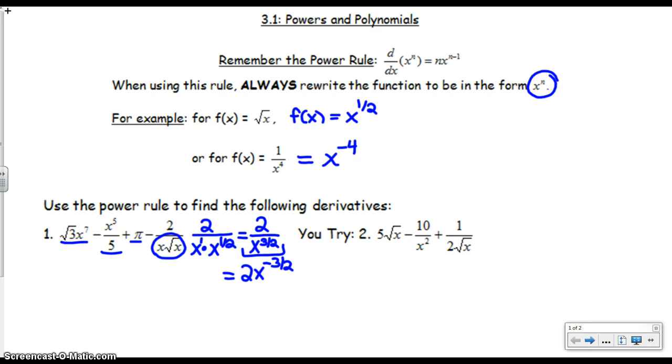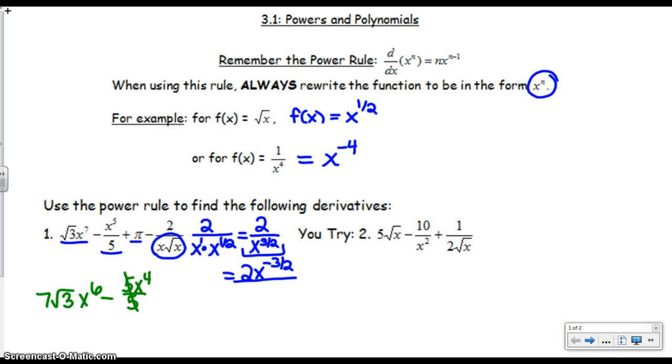So when we take the derivative of this last term, we're going to use this 2x to the -3/2. The derivative of radical 3 x to the 7, bring down the 7, would be 7 radical 3 x to the 6th. The derivative of negative x to the 5th over 5 is negative 5x to the 4th over 5. You just take the derivative of the top. The bottom is just a constant, so you just leave it there. This is like having 1/5 x to the 5th. And you notice you can simplify these 5's. They cancel each other out. Plus pi. Pi is a constant, so the derivative of pi is 0.